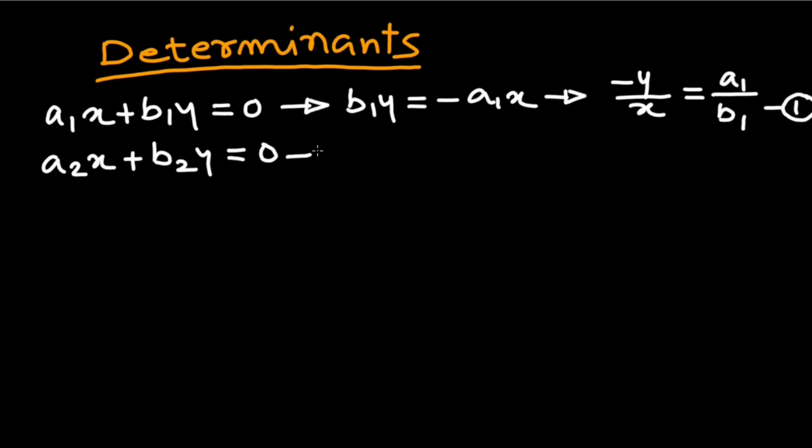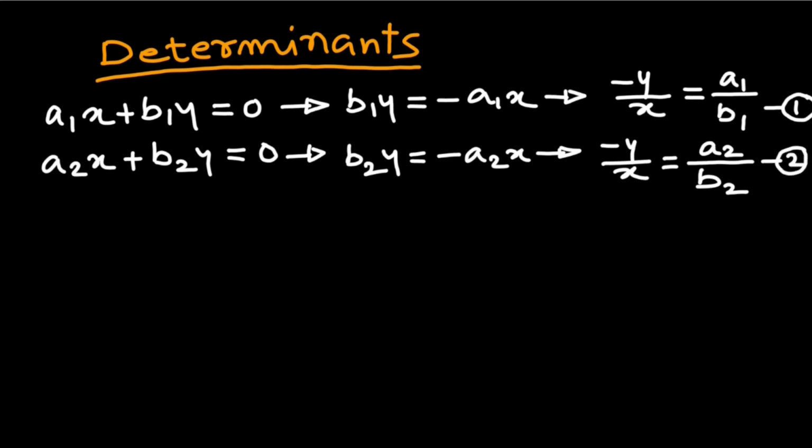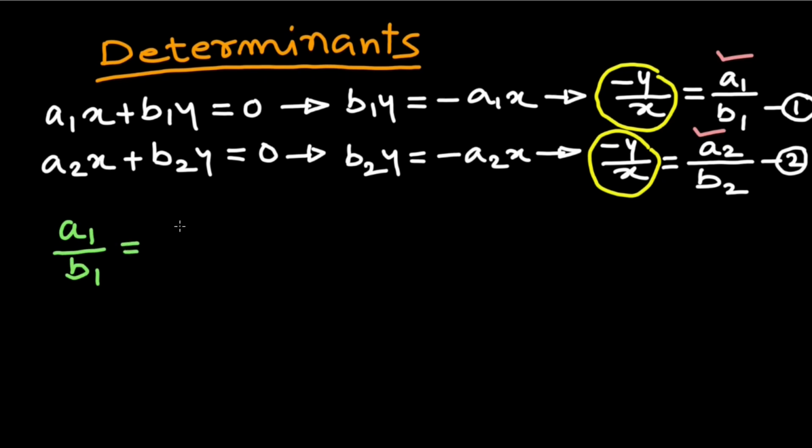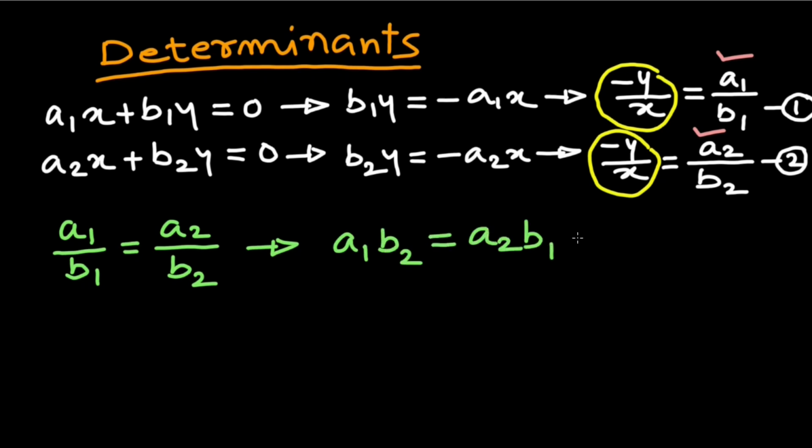The second equation can be written as b2y equals minus a2x, which further can be written as minus y by x equals a2 by b2. Name this equation 2. Now since the left hand side is equal, we can equate the right hand side. So we write a1 upon b1 equals a2 upon b2, which we can write as a1 b2 equals a2 b1, which also can be written as a1 b2 minus a2 b1 equals 0.